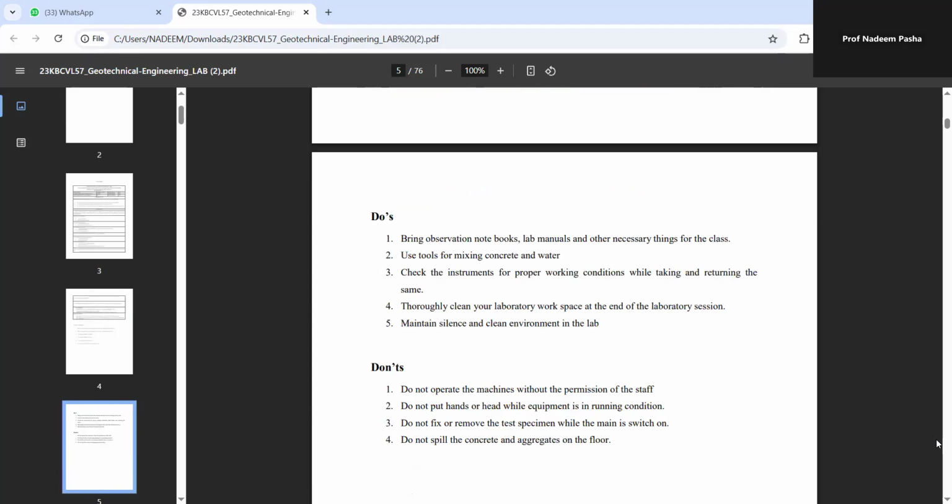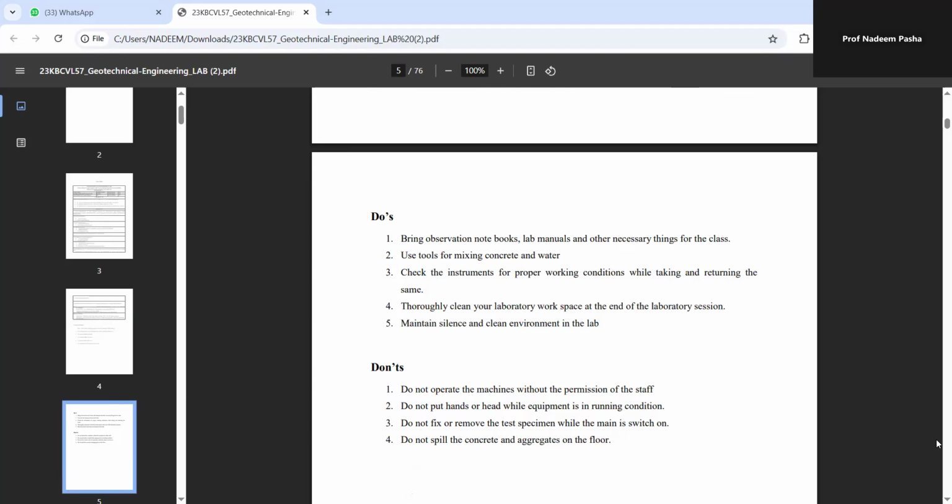So, what are the things the student should be careful about while carrying out this laboratory? That is included in the rules. Bring observation notebooks, lab manuals, and other necessary things for the class. Use tools for mixing concrete and water. Check the instruments for proper working condition while taking and returning the same. Clean your laboratory workspace at the end of the laboratory session. Maintain silence and a clean environment in the labs.